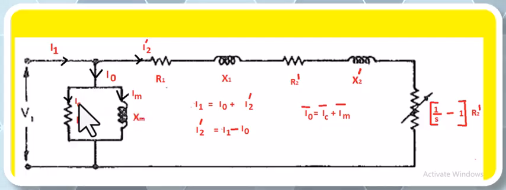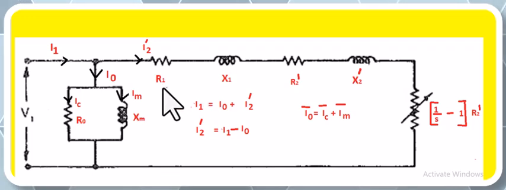The vector sum of IC and IM is nothing but the no load current of the three-phase induction motor. That can be shown like this: I0 vector is equal to IC bar plus IM bar. Next, this is I2 dash, meaning the secondary current referred to the primary side. If we assume the turns ratio between the rotor and the stator per phase is unity, then this becomes simply I2.